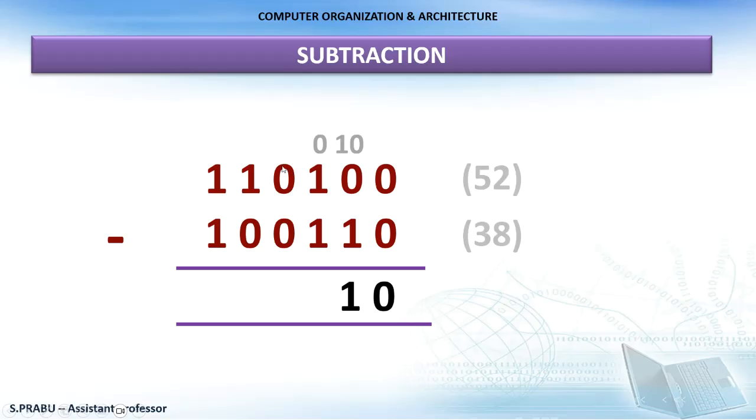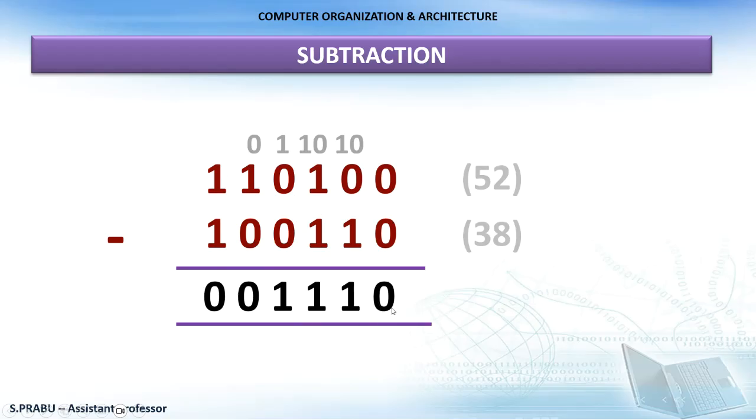This value is again 0. So first I can borrow from here. So this value becomes 0. This becomes 10. Then again do the borrow operation. So this value becomes 1. This value becomes 10. 10 minus 1, 1. 1 minus 0, 1. 0 minus 0, 0. And 1 minus 1, 0. So 1110 is the answer.